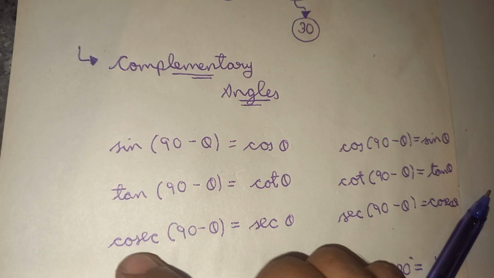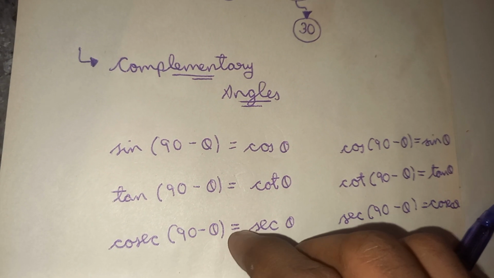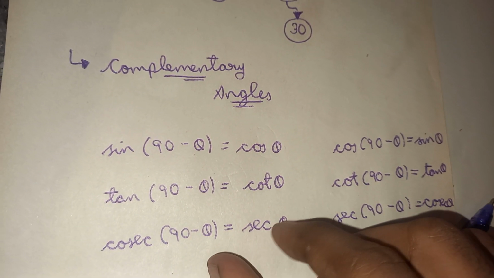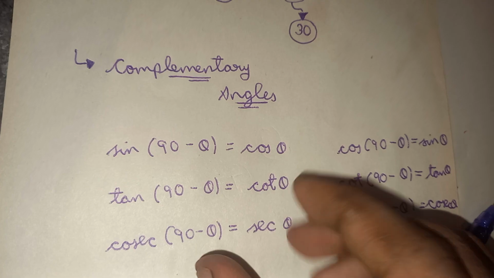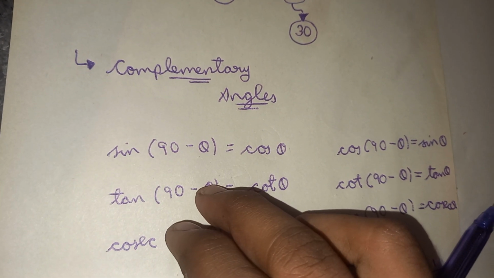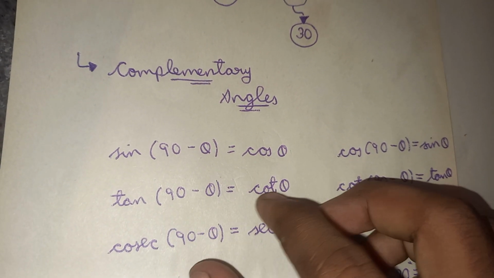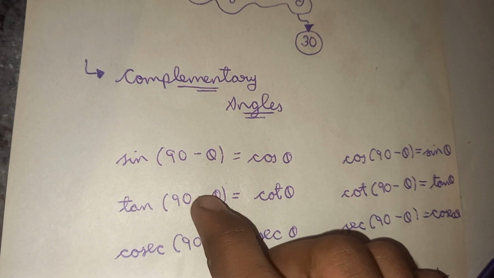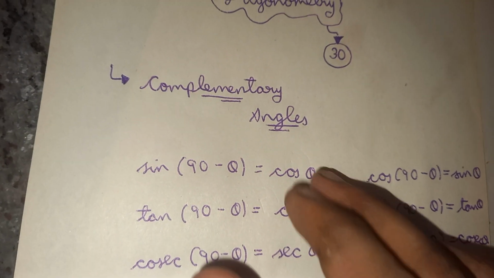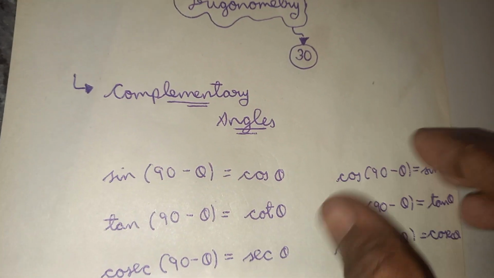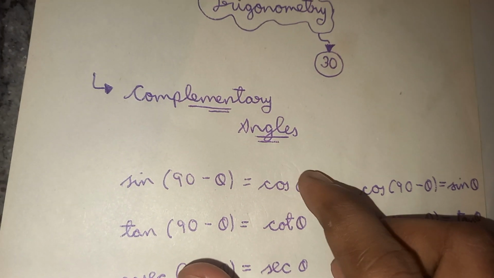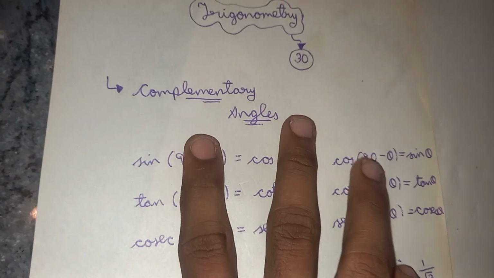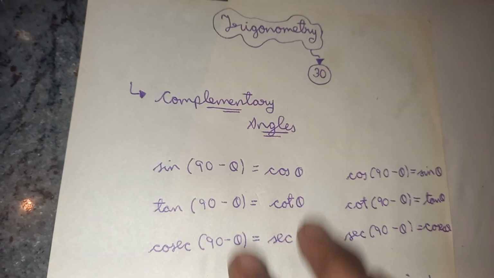If you take any angle, if you take cosecant 5 degrees, it must be equal to secant of 90 minus 5, that is secant of 85 degrees. If you take tan 27 degrees, then it is equal to cot of 90 minus 27, that means cot of 63 degrees. If you take cos 35 degrees, then it must be equal to sine of 55 degrees. So these are all three pairs of complementary angles.